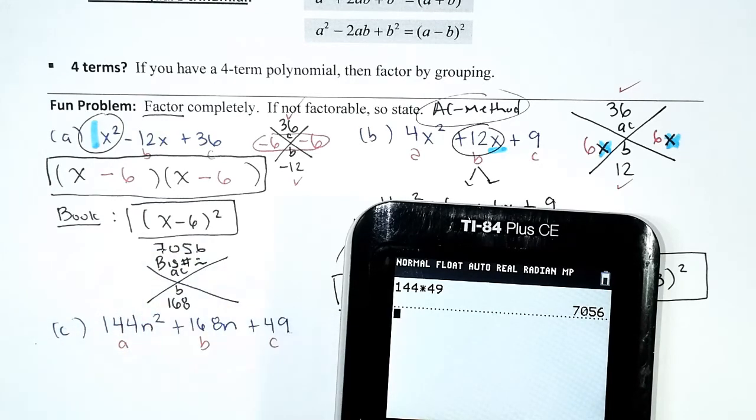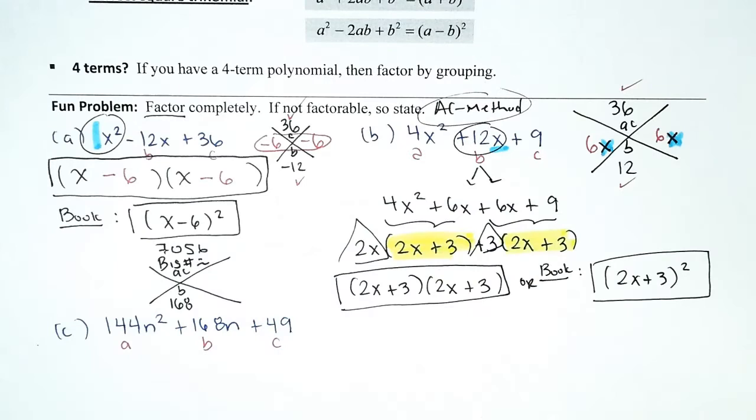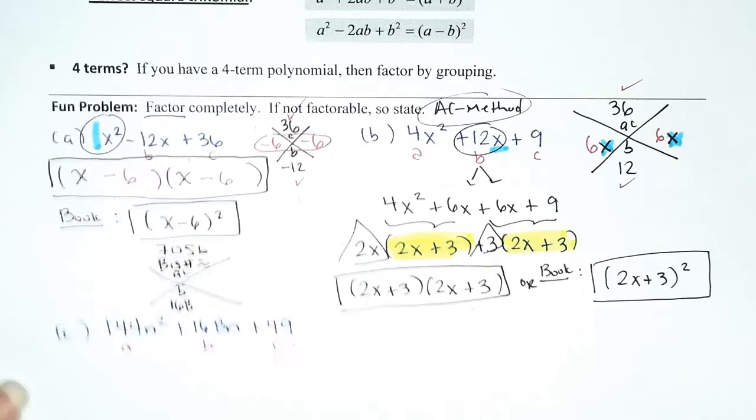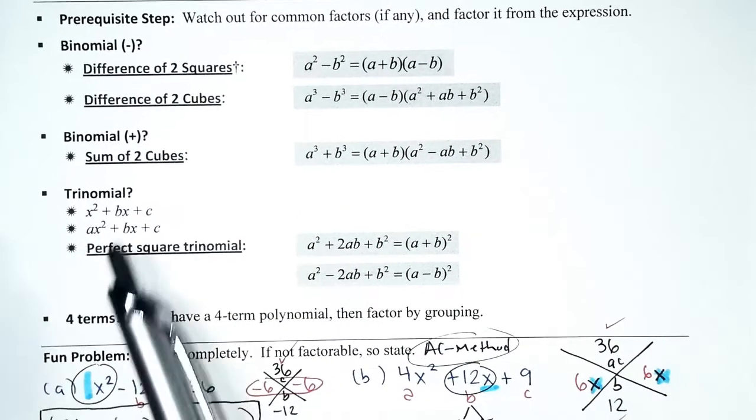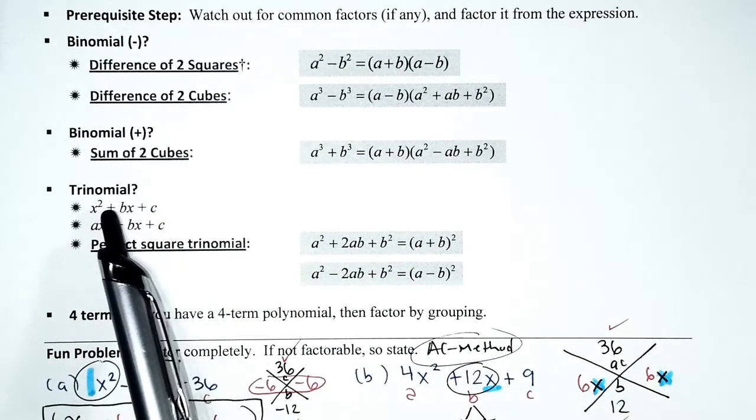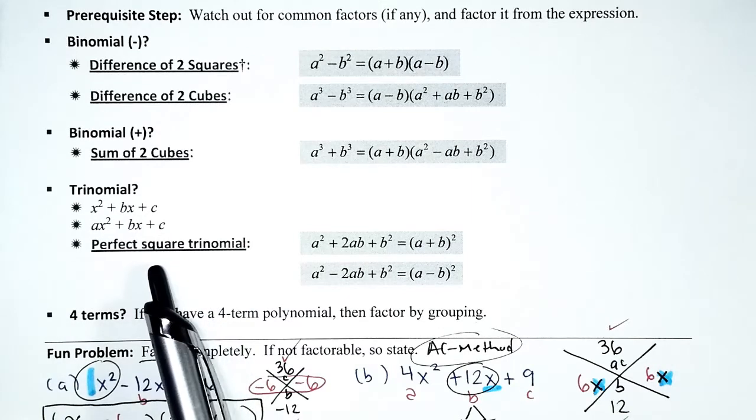So by some miracle, if I do the AC method, because the leading coefficient is not 1, I'm expected to find factors of AC that add up to B. Am I going to put this on the test? Of course I am. That's how we're doing it in class. Okay, now, the general guideline says this. If you got a binomial, handle it. Trinomial, handle it. When should you check to see if you have a perfect square trinomial?